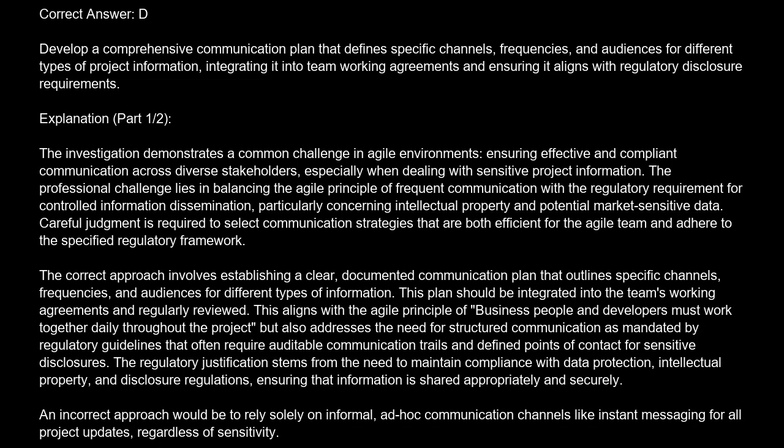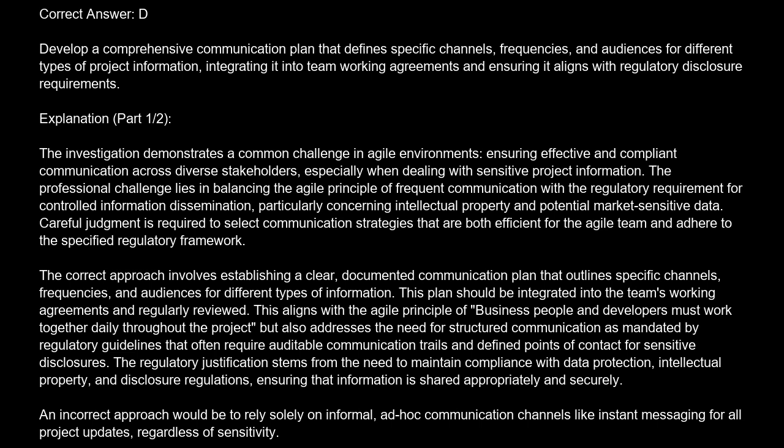Correct answer is D. Develop a comprehensive communication plan that defines specific channels, frequencies, and audiences for different types of project information, integrating it into team working agreements and ensuring it aligns with regulatory disclosure requirements. Explanation. The investigation demonstrates a common challenge in Agile environments, ensuring effective and compliant communication across diverse stakeholders, especially when dealing with sensitive project information.